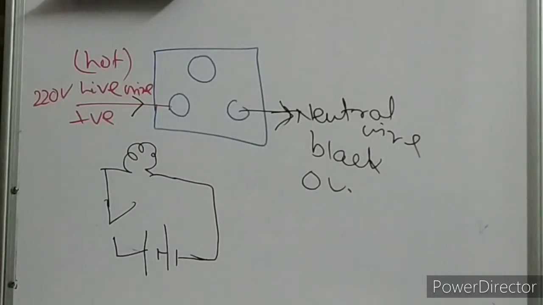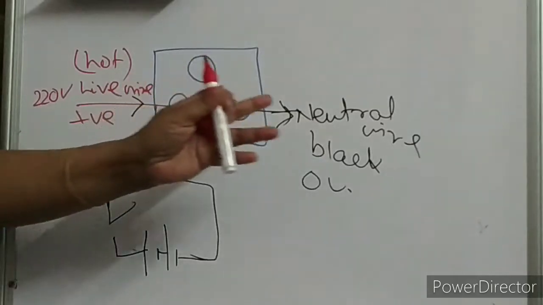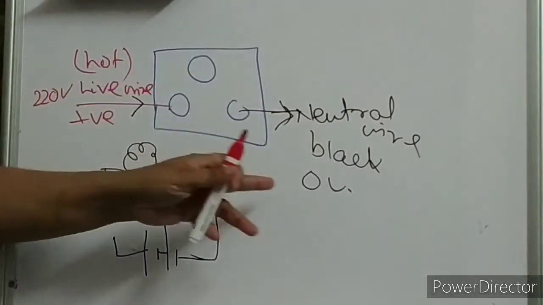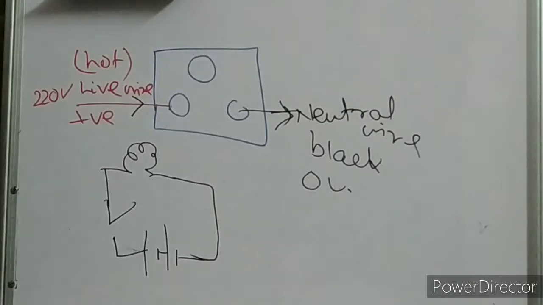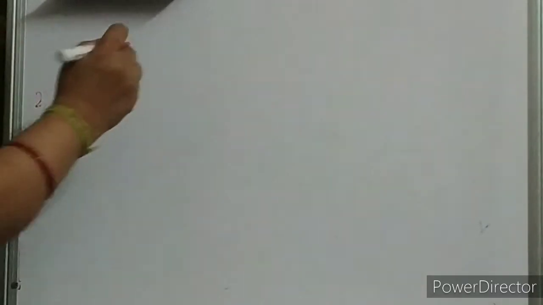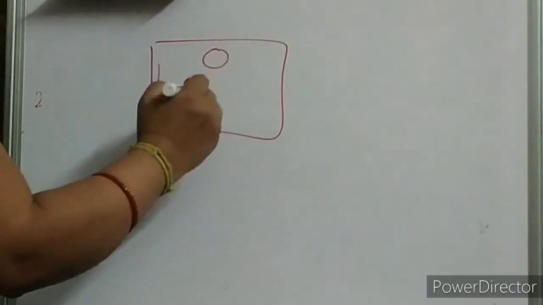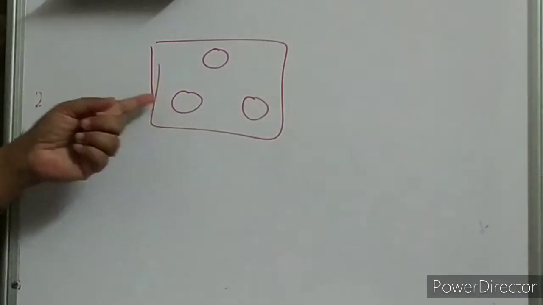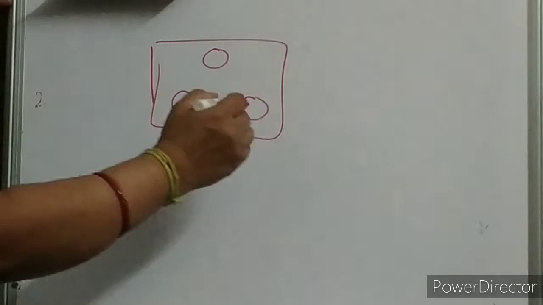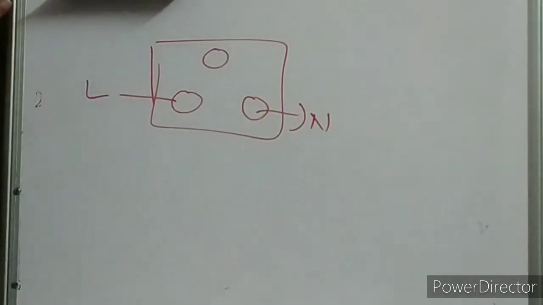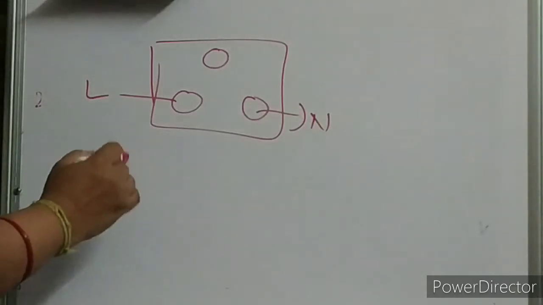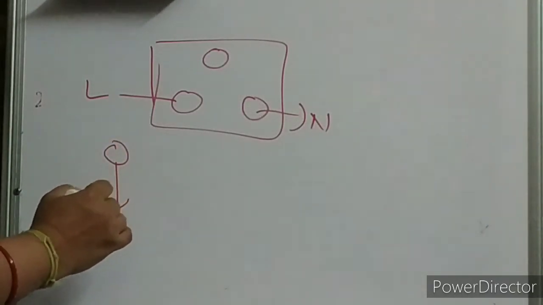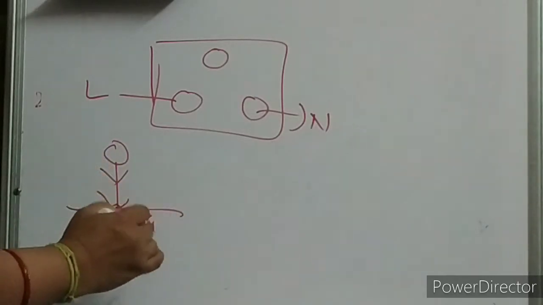Now suppose insulation is broken by mistake. For any reason, if there is any fault, like this insulation is broken, and if you are touching the black wire, the neutral wire which is at 0 volt, then what is going to happen? Let us see. So this is your circuit. Here the live wire is connected. This is your neutral wire and this is your live wire. Suppose by any means there is a problem in insulation, and you are standing on the ground.